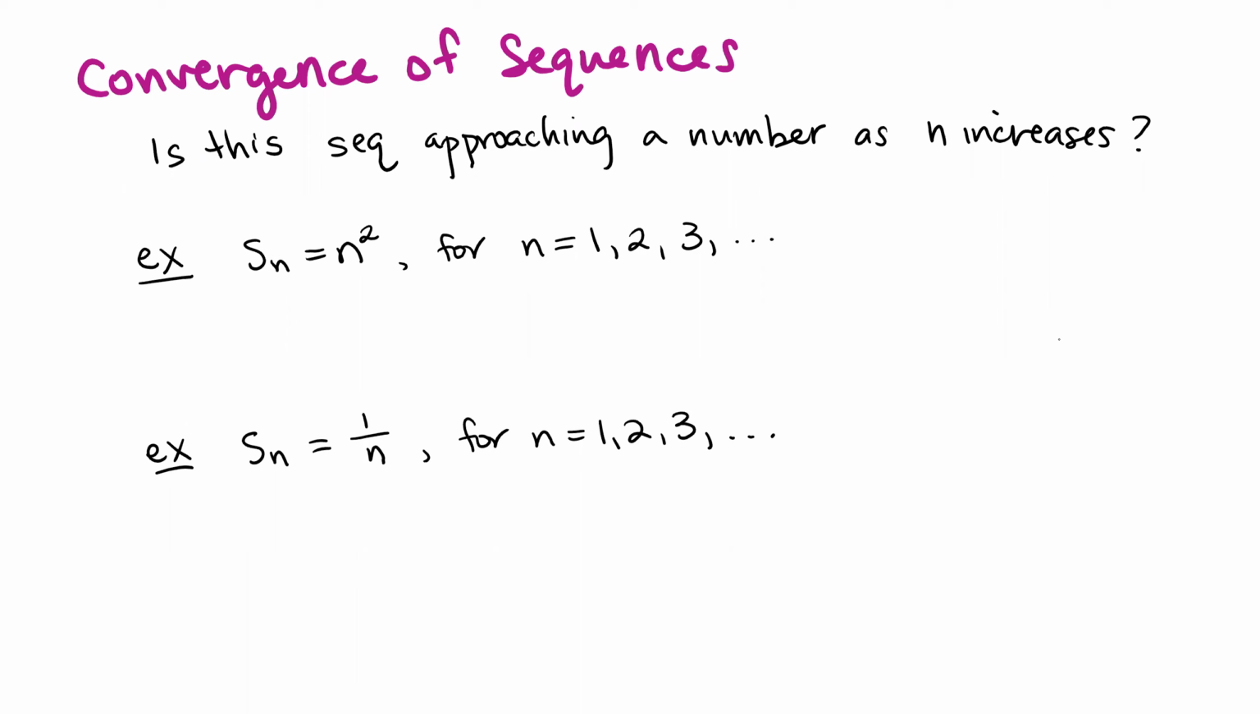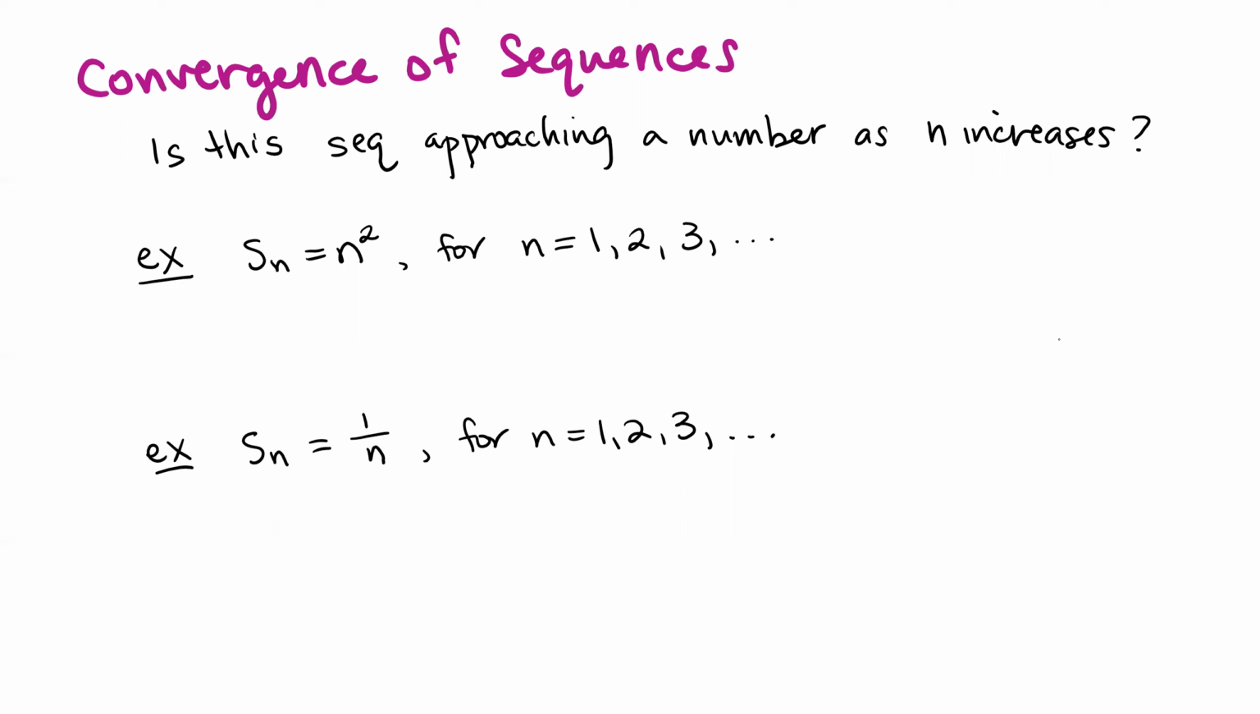So when we talk about convergence of sequences, what we're really asking is, does this sequence approach a number as n increases? So as we list more and more terms of this sequence, does this sequence get closer and closer to some number? If it does, then we say that that sequence converges.